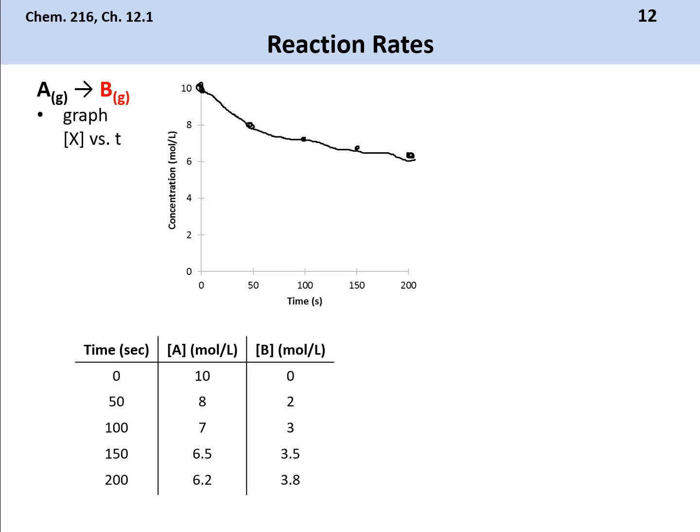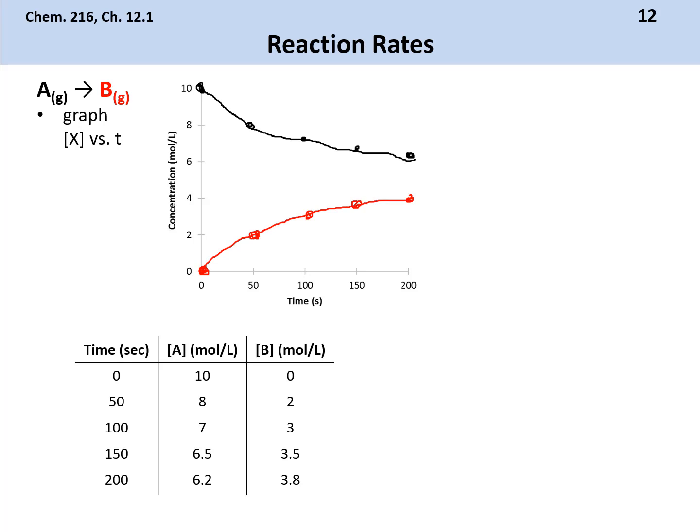I'll do this better on the next one; I'll actually trust my computer to do it. But notice how it's not a straight line. It kind of curves. Let's do the same thing with my B. It starts off at 0. At time 50 seconds, I have 2. Then at 100 seconds, I have 3. Then I have 3.5, then 3.8. So it kind of curves up.